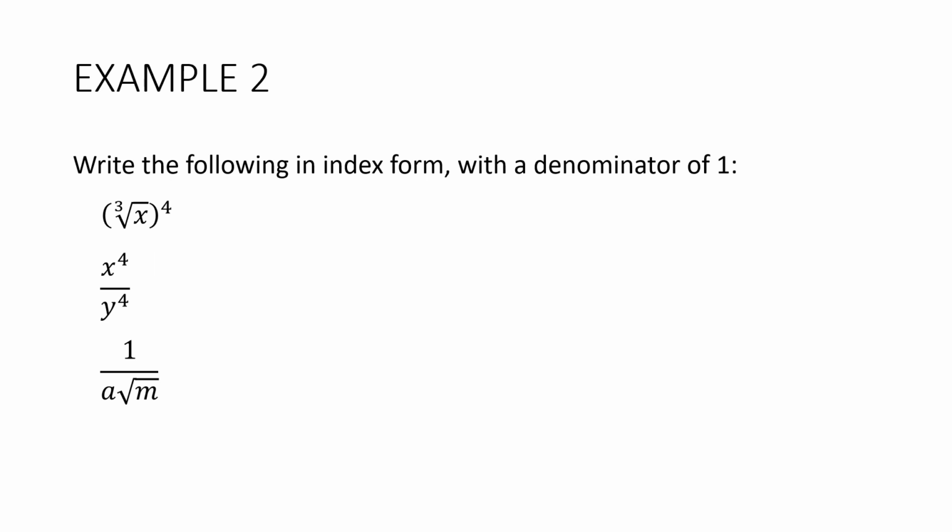The first one, we want to write this in index form. So the cube root, that's going to be x to the power of 1/3, and then we're raising it to the power of 4. So our answer here is going to be x to the 4/3. The next one, we just need to raise this up because we need a denominator of 1. So this is x to the power of 4, y to the power of negative 4. And then finally, we've got 2 pronumerals on the denominator here. So we need to bring the a up and then the square root of m up. So it's going to be a to the negative 1 and m to the negative a half.